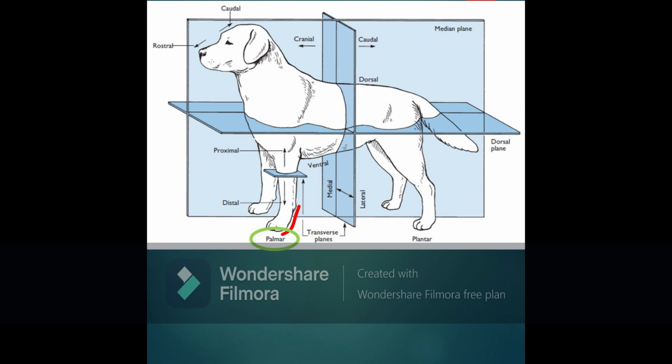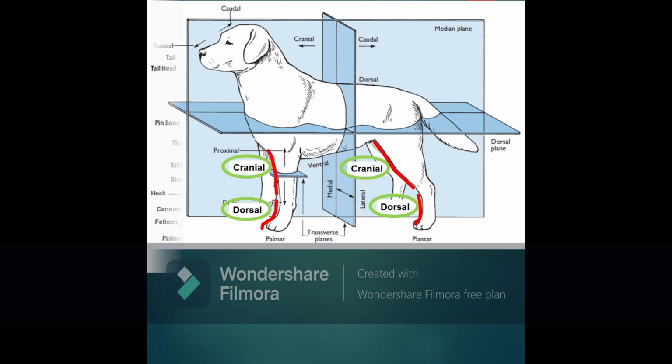The back surface of the front leg from the wrist distally is called the palmar surface, like the palm of the human hand, and proximal to the wrist is the caudal surface. The back of the hind leg from the hock distally is called the plantar surface, like the plantar or ground surface of the human foot, and proximal to the hock is called the caudal surface, just like the front leg. Meanwhile, the front surface of both the front and hind legs is termed dorsal from the wrist and hock distally and termed cranial proximal to them.